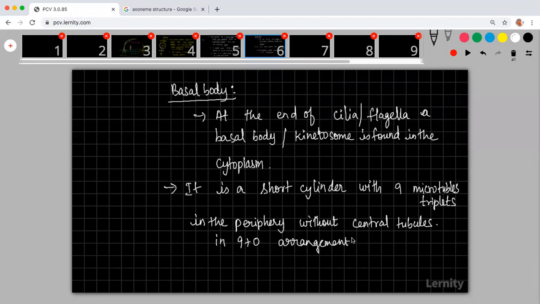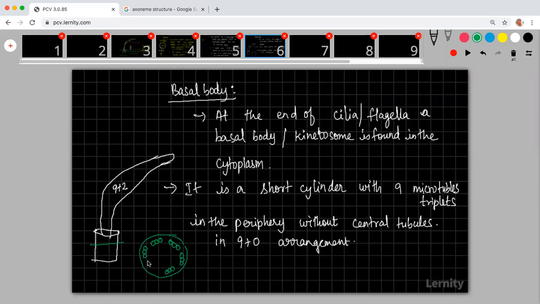So what is the basal body? You need to know that the basal body is the part from which your flagella or the cilia extends. Here it is arranged in 9 plus 2 order. But if you take the basal body and look at the structure, you will see triplets instead of doublets. Like that you will see a triplet kind of arrangement.